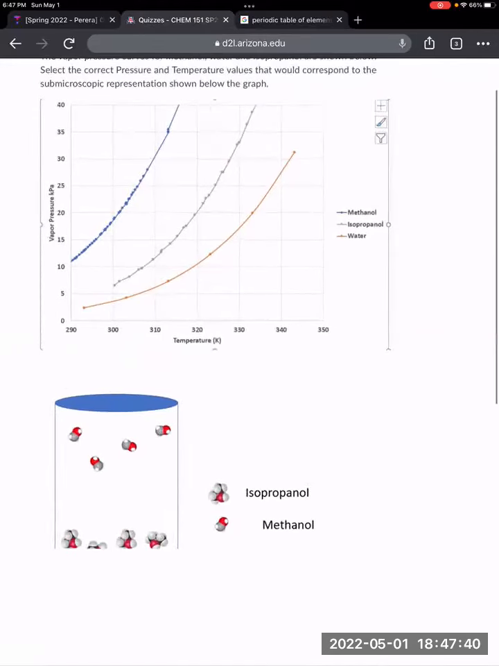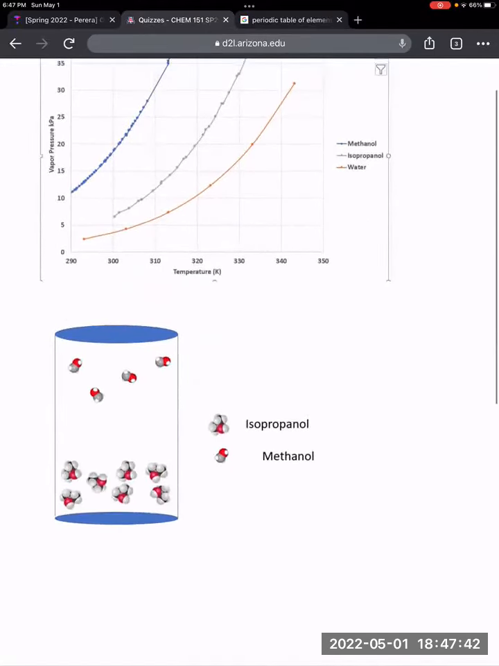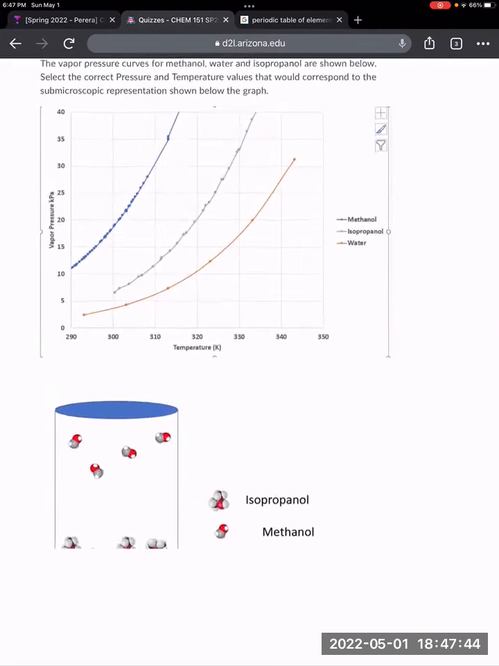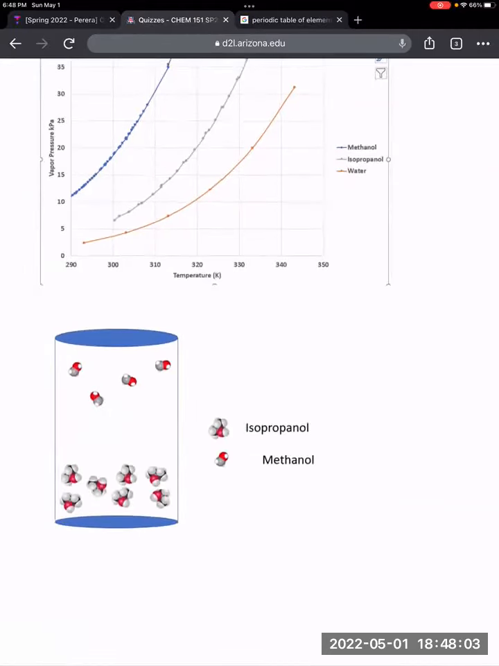Okay, it's kind of difficult to get the entire picture, but anyway, the question is asking about the vapor pressure curves for isopropanol and methanol, and all of them are given here. Select the correct pressure and temperature values that would correspond to the submicroscopic representation shown below. Here you can see that isopropanol and methanol are present. Only isopropanol is in the liquid phase, methanol is in the gas phase.